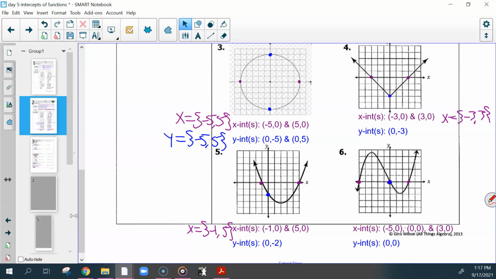Questions on those? The biggest thing with these is remembering where your 0 goes when you put your ordered pair. Because if you put the 0 in the wrong place, you're putting the wrong intercept. On the x-intercept, what's the y value? X-intercept, what's the y value? 0. Zero. 0.